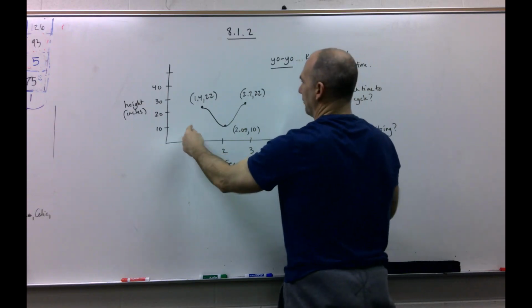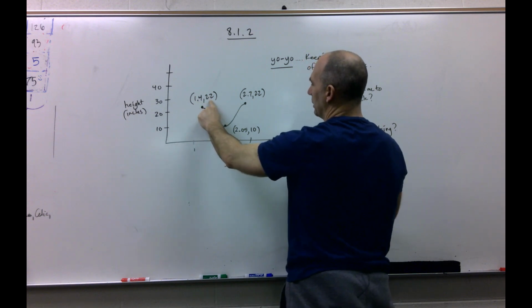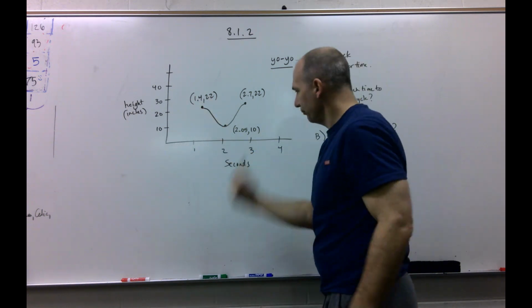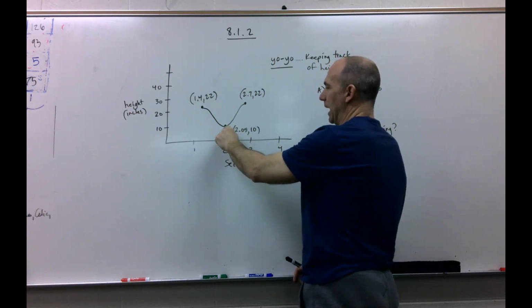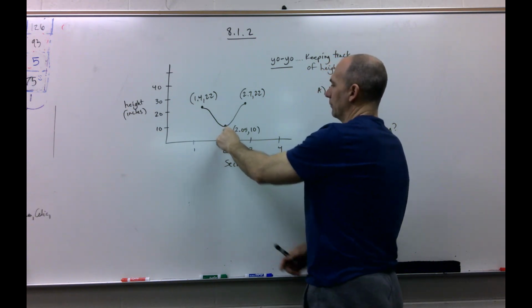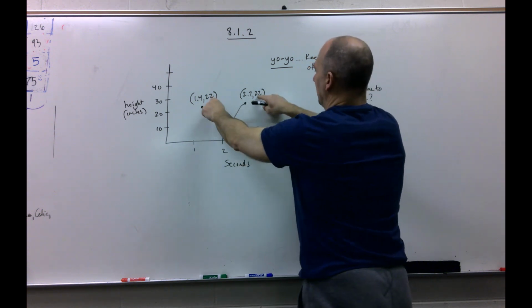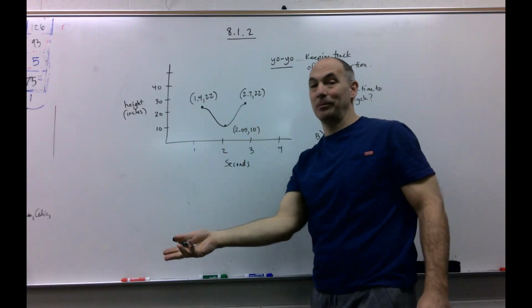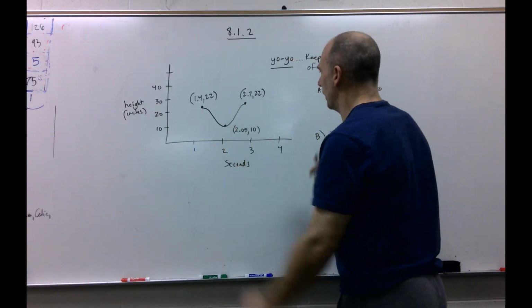So after 1.4 seconds, the height is 22. Then it goes down. After 2.05 seconds, it gets down to 10. And then the yo-yo comes back up to your hand, and there we have the same height, assuming your hand's in the exact same spot. Isn't math perfect? So, we're going to have some questions about this.